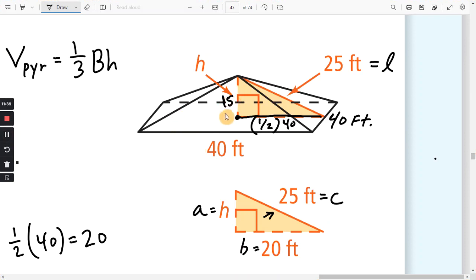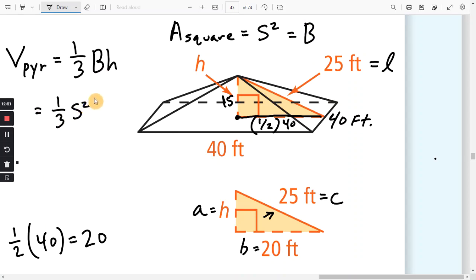Okay, they said a square pyramid. So the area for a square, we said it a minute ago, that's side times side, or s squared. All right, so that's the area of the base, capital B. So in place of capital B, I'm going to sub in s squared. So it's going to be 1/3 s squared h. Okay, s is the side length of the square base.